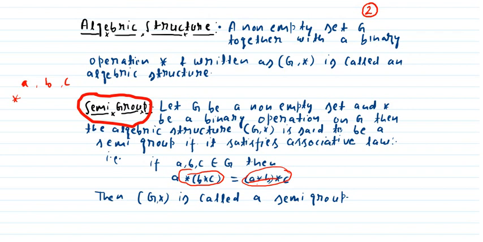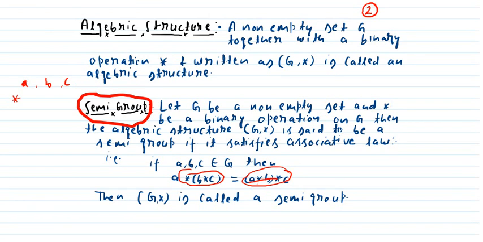Very simple definition. A non-empty set G together with a binary operation star is called a semigroup if it satisfies associative law. We know what associative law is. We can take any three elements of G, and if (A star B) star C equals A star (B star C), then G is called a semigroup.